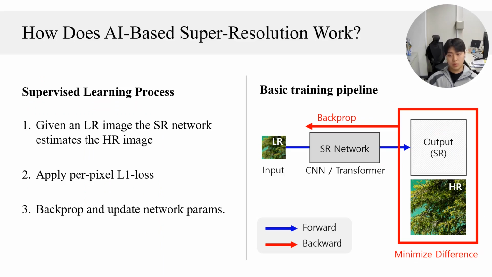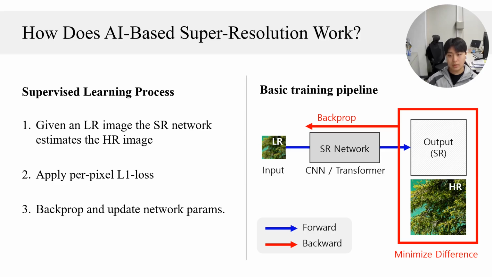Now that we've discussed why super resolution is important, let's look at how AI-based super resolution actually works. Super resolution models are trained using a process called supervised learning, where we provide a model with pairs of low resolution and high resolution images. On this slide, I will walk you through the basic training process for AI-based super resolution models. First, we take a low resolution image as input, shown on the left side.